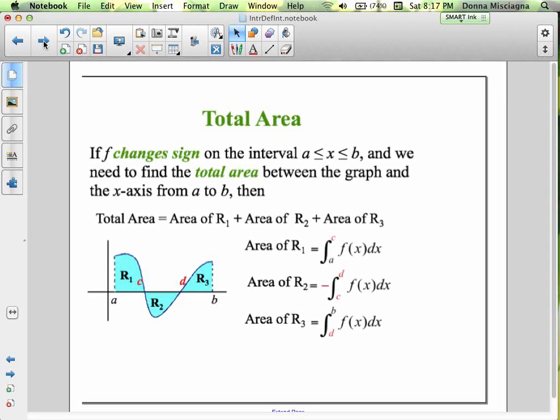Right now, we're not concerned about total area. We're looking at net change, so we don't have to worry about splitting up the integral. When we're going to worry about total, then we're going to split the integral up.